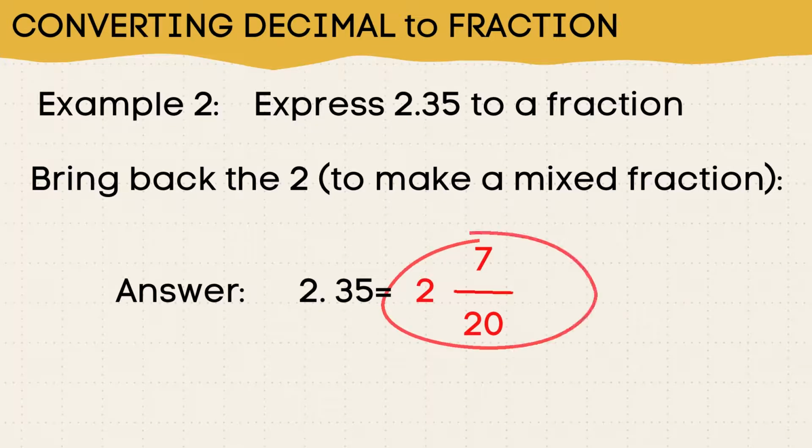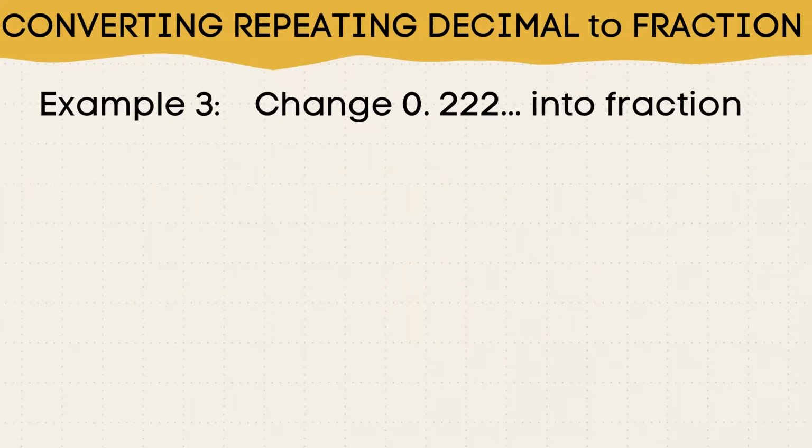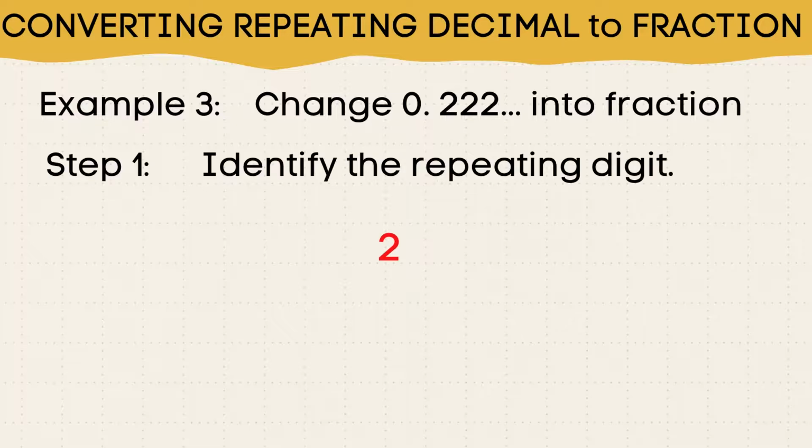Quite easy, right? Let us try a quite difficult one. Okay, so we have example 3, wherein the task is to change 0.22222 into a fraction. We have a repeating decimal. So how are we going to convert a repeating decimal? Step 1. Identify the repeating digit. So what is the repeating digit, or what number is repeated? Alright, the repeated number is 2.